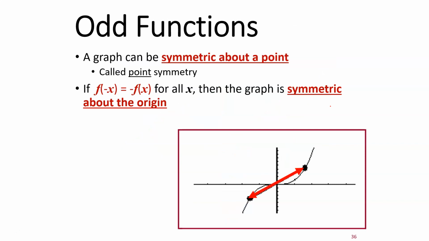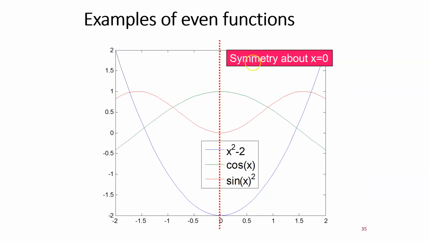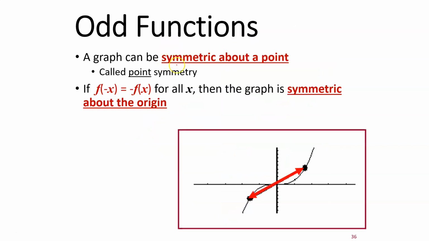Let's see odd functions. So tadi kita ada fungsi genap, now we have fungsi ganjil pula. A graph can be symmetric about a point, called point symmetry. So previously, for even function, dia punya graph symmetric about y-axis. Kan kalau yang ni kita tengok previously, this one is y-axis. Ini kalau even function. But now you have odd functions. So when you have odd function, dia symmetric about a point, dekat point, bukan dekat paksi. We call it point symmetry.